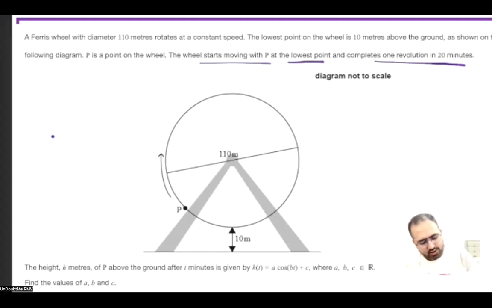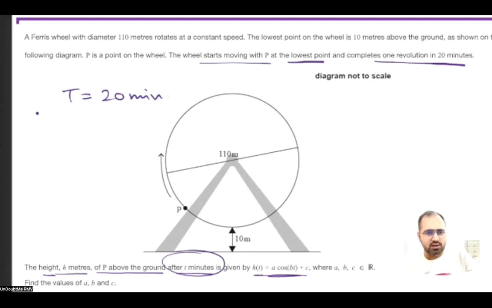Okay. It's given in the question clearly: find h meters of P above the ground after T minutes. The height h after T minutes is given by... So the time has to be taken in minutes only. So one time period is equal to 20 minutes. Ashima's calculation and everything is fine. So time period is the same as period. Period for trig functions is 2 pi by b, and that is equal to 20 minutes. So that will give me the value of b as pi by 10.